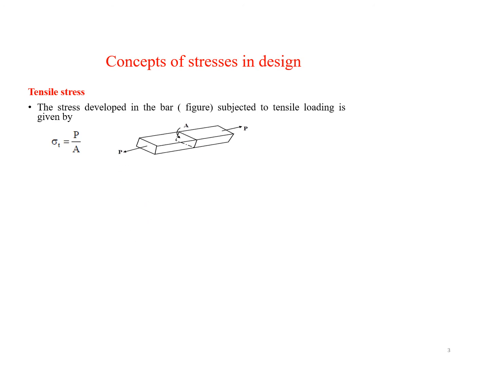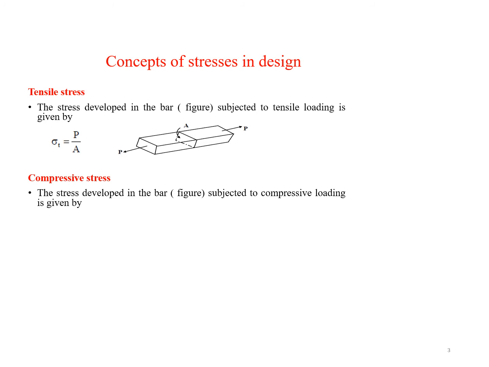So we know that tensile stress is nothing but the tensile load acting on a unit area, which is given by sigma t is equal to P by A. P is the pulling load, and area A is the area of cross section of the bar. Compressive stress is the stress developed by a compressive loading and is given by sigma c equal to P by A, where P is the compressive load, so you get a negative value.